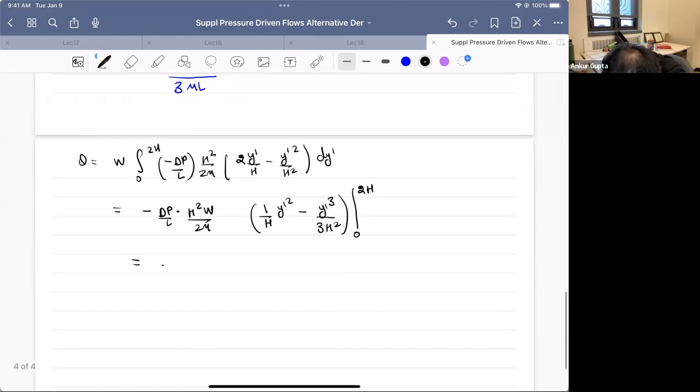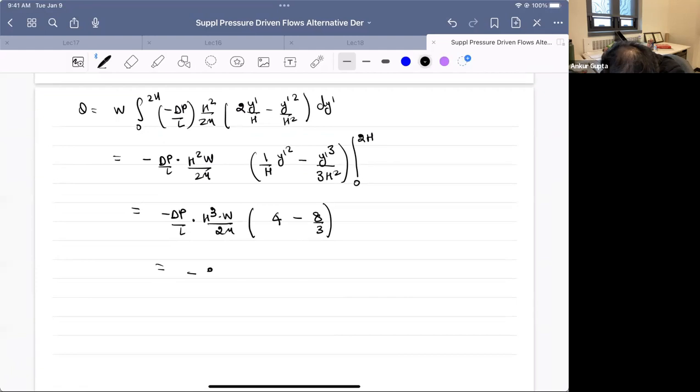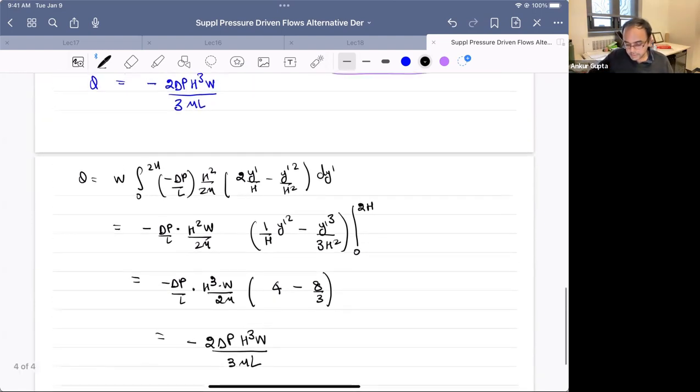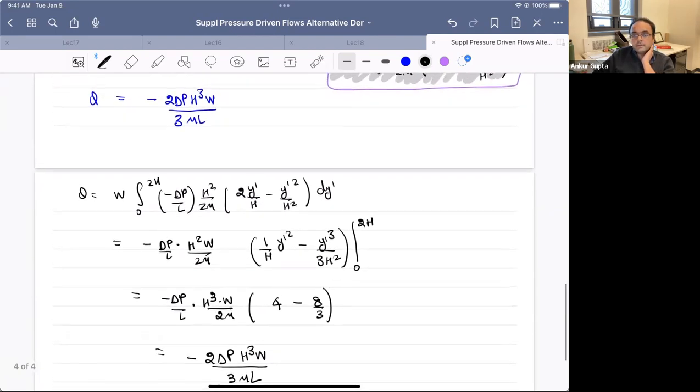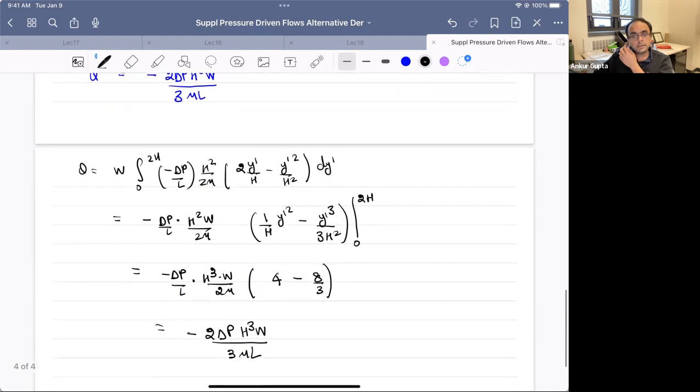So minus delta p by L into h cube W by 2 mu into 4 minus 8 by 3, which is equal to 4 by 3, and which cancels out. So we do get it correct. 4 by 3 times half, it's 2 by 3. So minus 2 delta P H cube W by 3 mu L. So finally, you can see from both the calculations, even the flow rate matches, which it has to match. Otherwise, we are making a mistake somewhere.